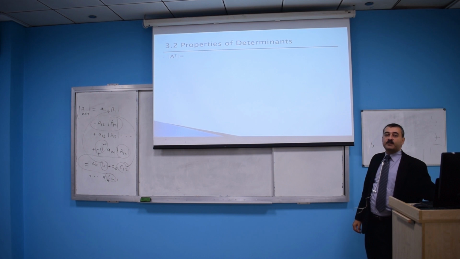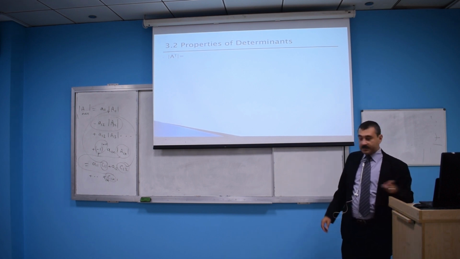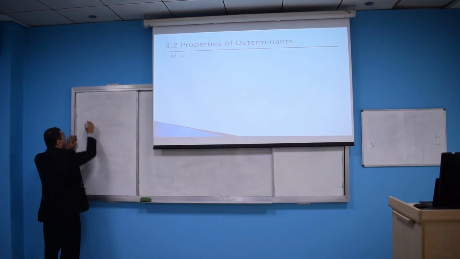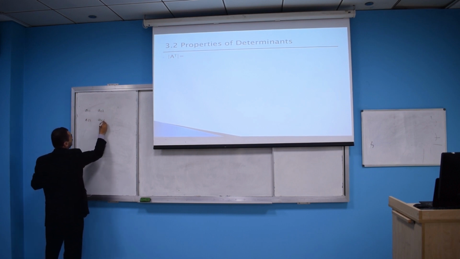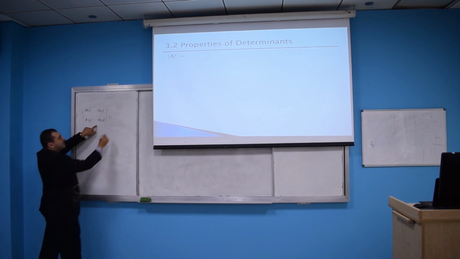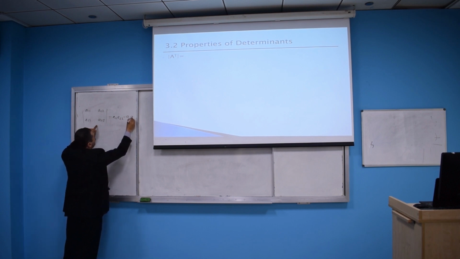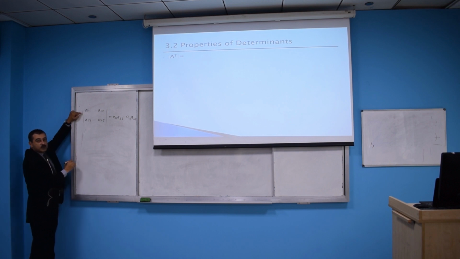We have some properties for the determinant. First, if I want to find the determinant of A transpose, suppose that I have the determinant of A11, A12, A21, A22. So the determinant here is A11 A22 minus A12 A21. What if I take the transpose of this matrix?